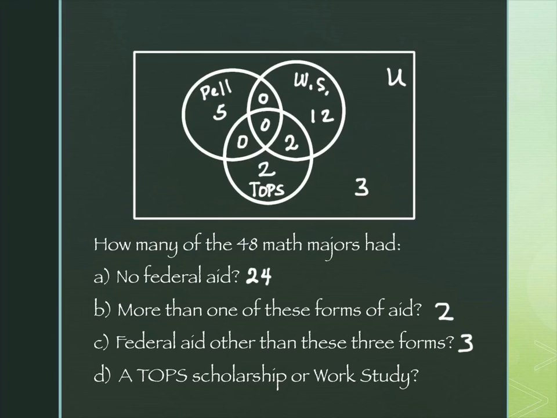And then the last category says a TOPS scholarship or work study. So TOPS and work study would mean these 3 pieces. So I have 2 plus 2 plus 12 makes for a total of 16.